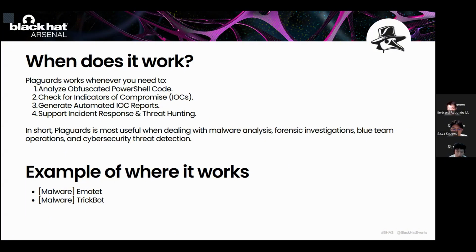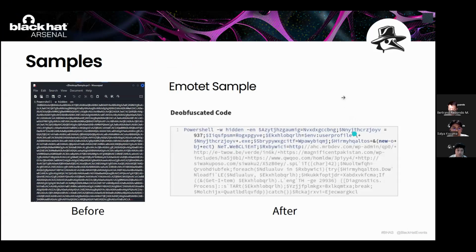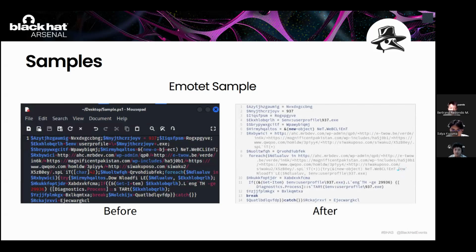So here lies our example of where it works. We have two malware examples, Emotet and Trickbot. Here's the example for Emotet. There's an encoded base64 text, and if we pass it to PlayGuards, it will decode the base64 encoded text. And as you can see, it's not fully readable. It's not beautified at all. So we can pass it again to PlayGuards to make it easier to read. Here are the results, compared to the previous one.